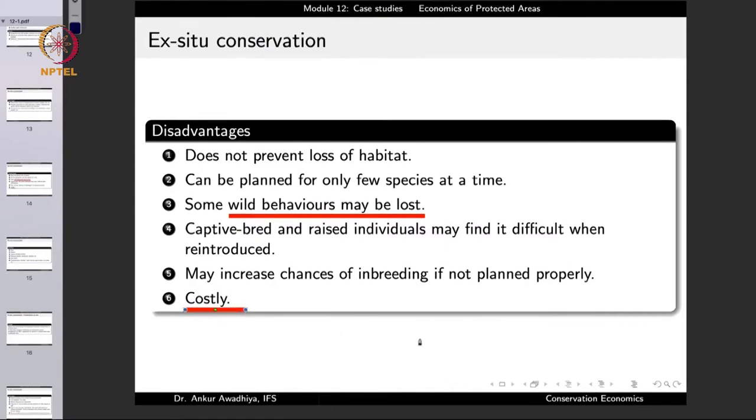Now, throughout this course, we have observed that price or cost act as very good indicators about different activities. So if it is costly and money is one input that you are able to provide, then you'll have to also look at the trade-off. Can this money be better spent in protecting the habitat than in setting up of a zoo? So these kinds of questions need to be answered.